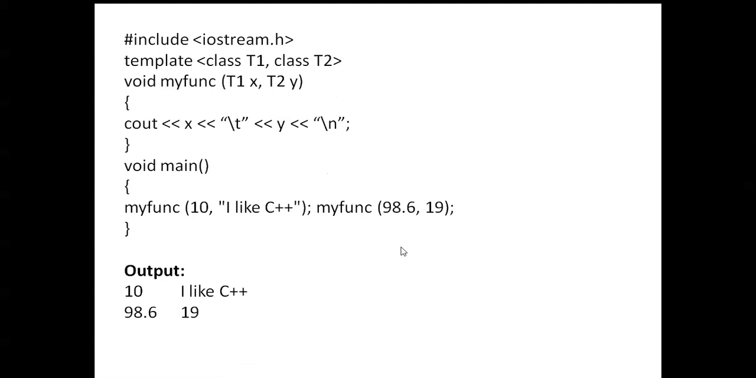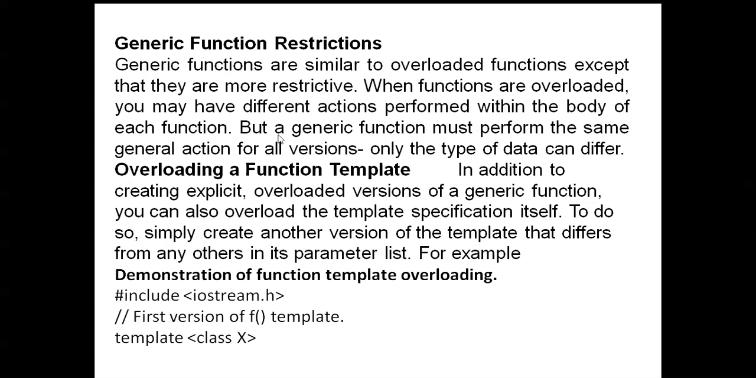Here you can see we don't specify any data type. Whatever information we insert in the function, the compiler automatically identifies the data type. 98.6 is a floating point value, 19 is an integer value, and 10 is also an integer value. Next, "I like C++" is a string value. They are identified.